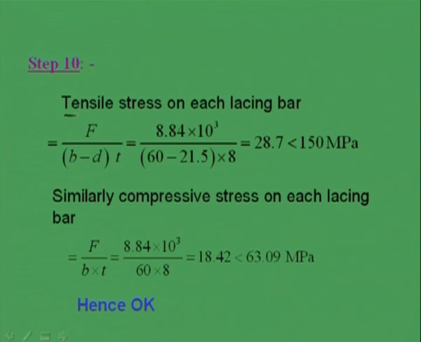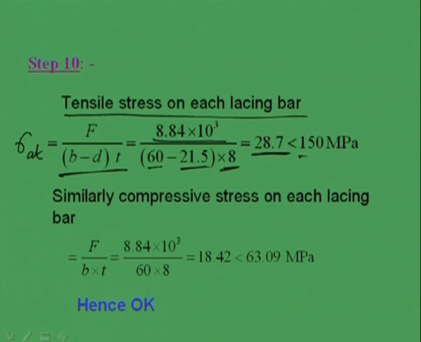So, in the next step what we will do? We will check for the tensile stress and compressive stress. In case of tensile stress, the sigma AT will develop F by (B minus D) into T, where F is 8.84 into 10 cube Newton, B is 60 and D is 21.5 and T is 8. So, if we calculate, we will get 28.7 MPa, which is less than 150 MPa. So, it is much safe, much below the allowable stress, which is 150 MPa, right.